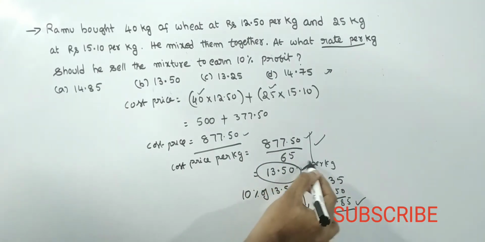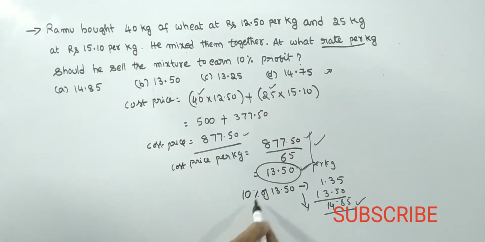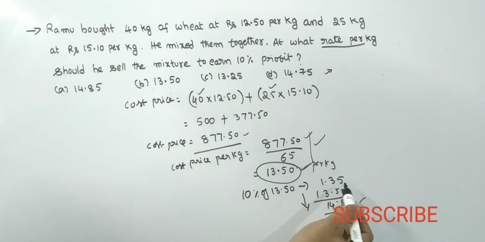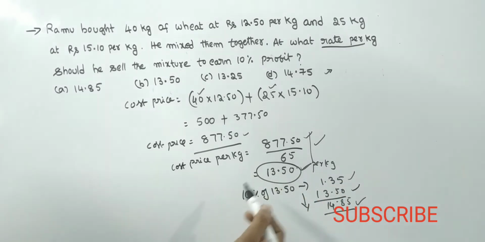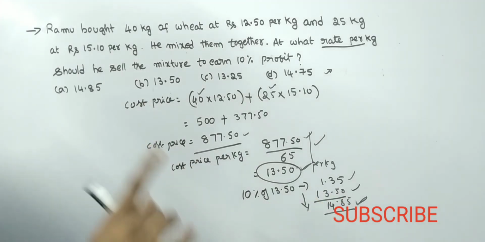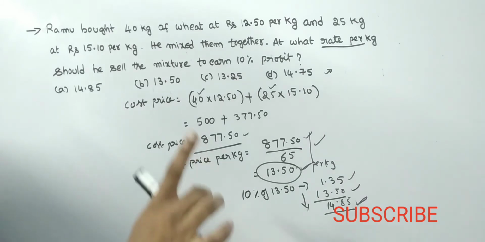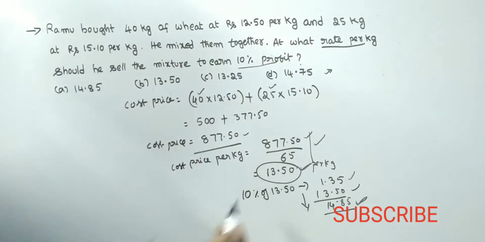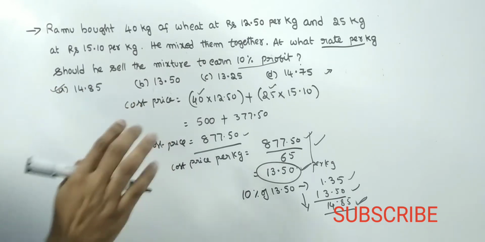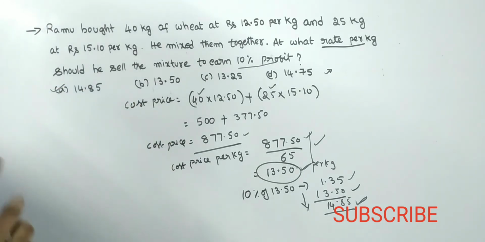The average price is this one. Then he is asking 10% profit on this one. So 10% of 13.5, how much? 1.35 rupees. Then 1.35 plus the actual cost price per kg after mixing, 13.5, then total 14.85. Then he has to sell per kg for 14.85 rupees to get a 10% profit. Nothing is there, friends. Easy. But we should know the procedure. What should we do? What has he given, what should we find?